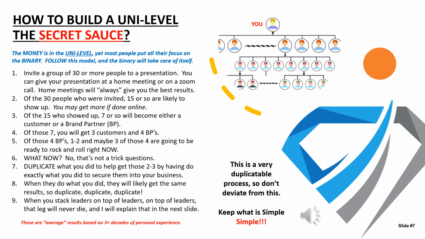Some may do more, some may do less, but on average, when you start with 30, you're going to get 15 who participate, and you're going to get 7 who actually join. Of those 7, you're going to get a combination of 3 to 4 customers and/or brand partners, and that's when you duplicate this process. You take those same builders, identify who is ready to go right now, and have them create their list and start this process. This is a very duplicatable process, so do not deviate from this. Please keep what is simple, simple.